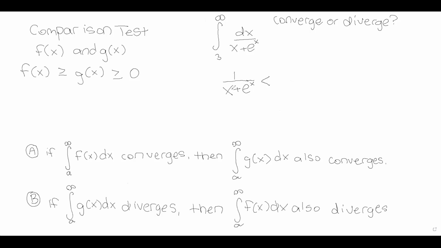Maybe instead of 1 over x, we could pick 1 over e to the x. There's no guarantee this one will work either, but it's definitely worth a shot: 1 over e to the x. So let's see if we can determine which of these would be bigger.